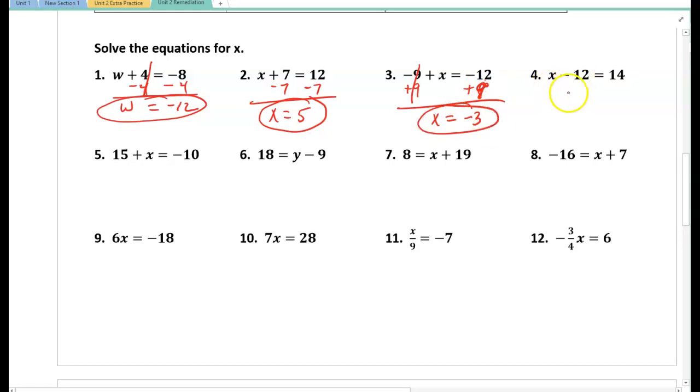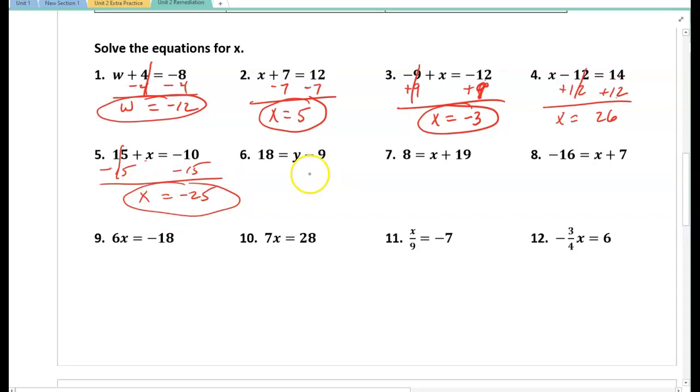When I read this as x minus 12 equals 14, I'm going to add 12 to both sides. X is equal to 14 plus 12, which is 26. Remember, those eliminate. Over here, 15 plus x equals negative 10. How do I get rid of 15? I'm going to subtract it. Those add up to 0, so I subtract it over here. Bring down the x. Negative 10 minus 15 is negative 25.